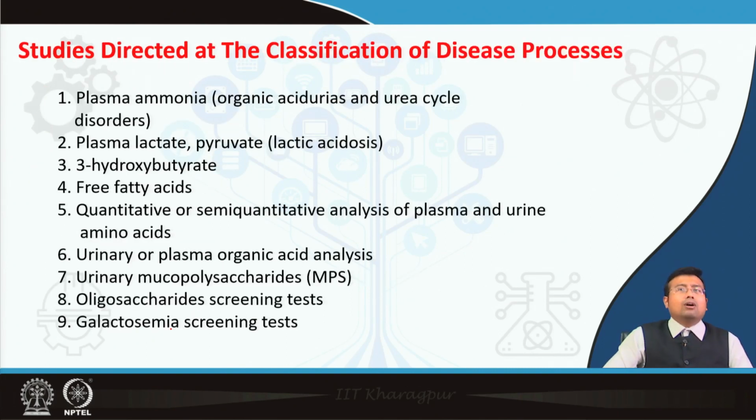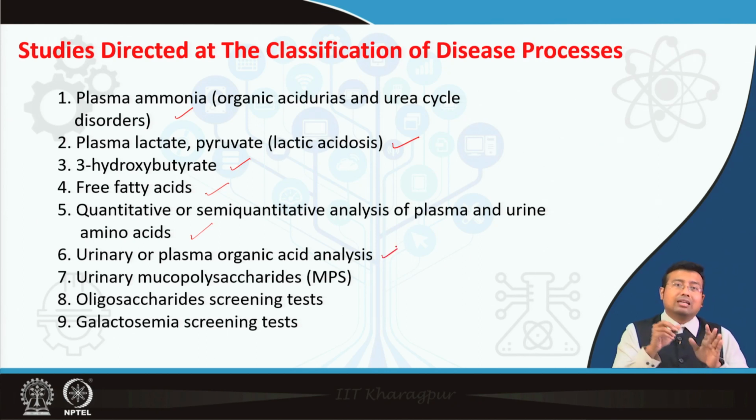Okay. So what are the studies by which we can classify these disorders? Because in order to diagnose and treat these disorders, we first need to know whether these are disorders of the urea cycle, or disorders of carbohydrate metabolism, or heme synthesis disorders. So these are roughly a few tests that can categorize those 500 disorders into subclasses: plasma ammonia, organic aciduria in urea cycle; plasma lactate, beta hydroxybutyrate, analysis of free fatty acid; quantitative and semi quantitative analysis of plasma and urine amino acid, all right. Urinary and plasma organic acids can be detected; urinary mucopolysaccharides can be detected; oligosaccharide screening test may be done, and there is a specific panel of tests for galactosemia that should be implemented.